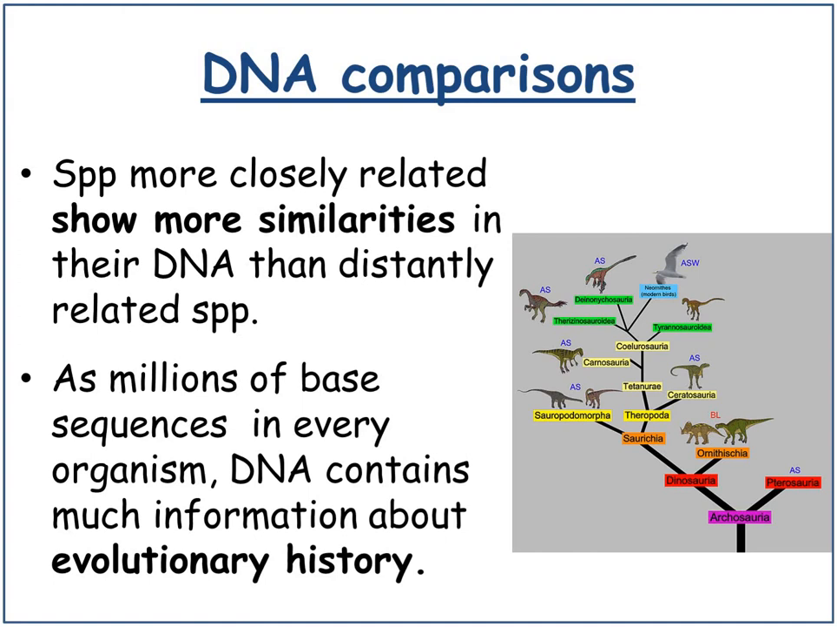Species which are more closely related show more similarities in their DNA than distantly related species. As there are millions of base sequences in every organism, the DNA contains much information about the evolutionary history.